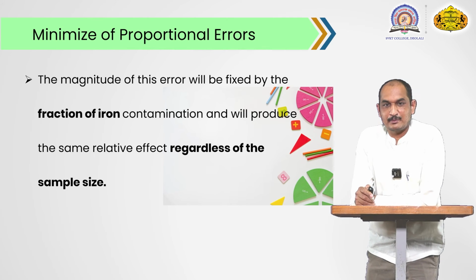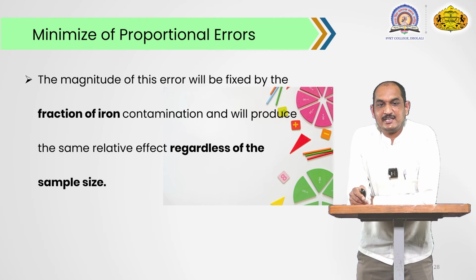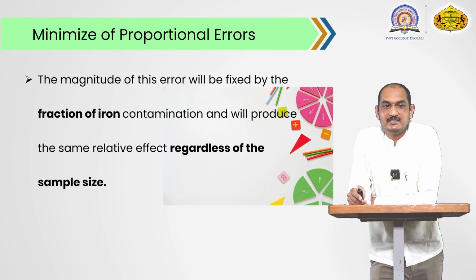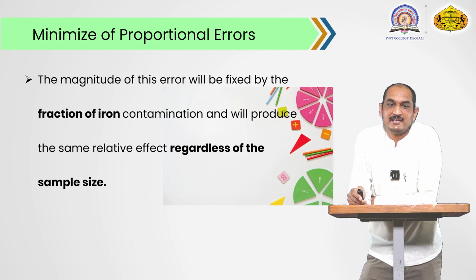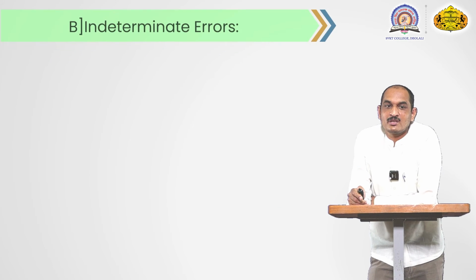Then how to minimize the proportional error? In that, the magnitude of this error will be fixed by the fraction of iron contamination and will produce the same relative effect regardless of the sample size. This is a way to minimize the proportional error during the analysis.